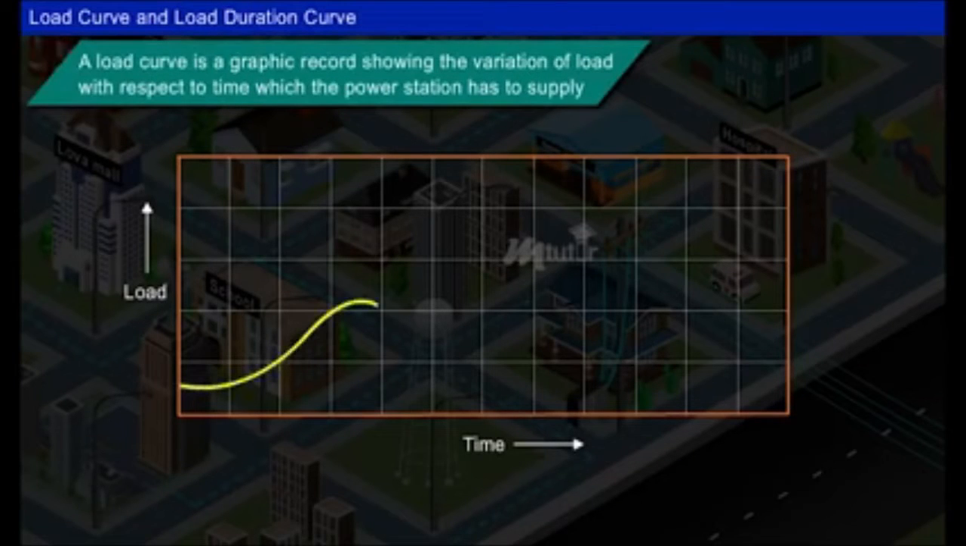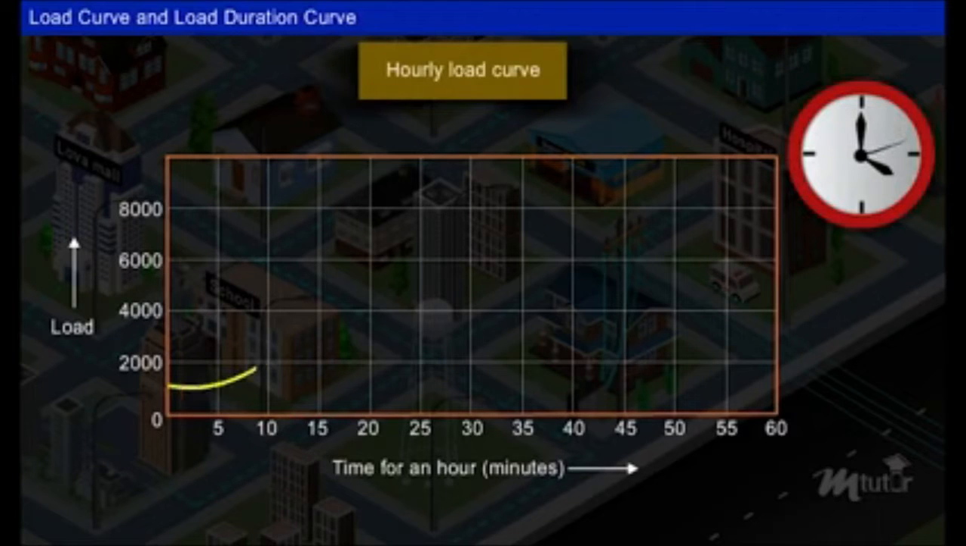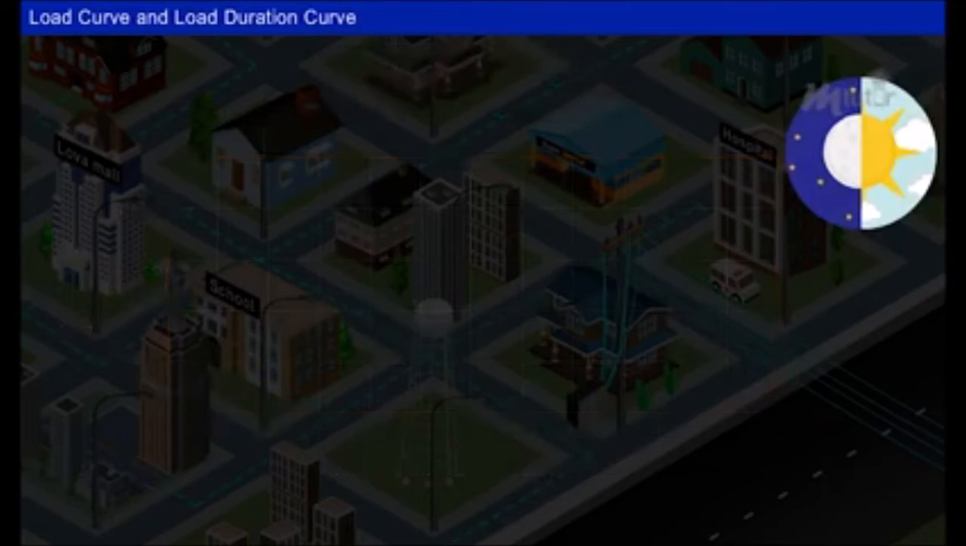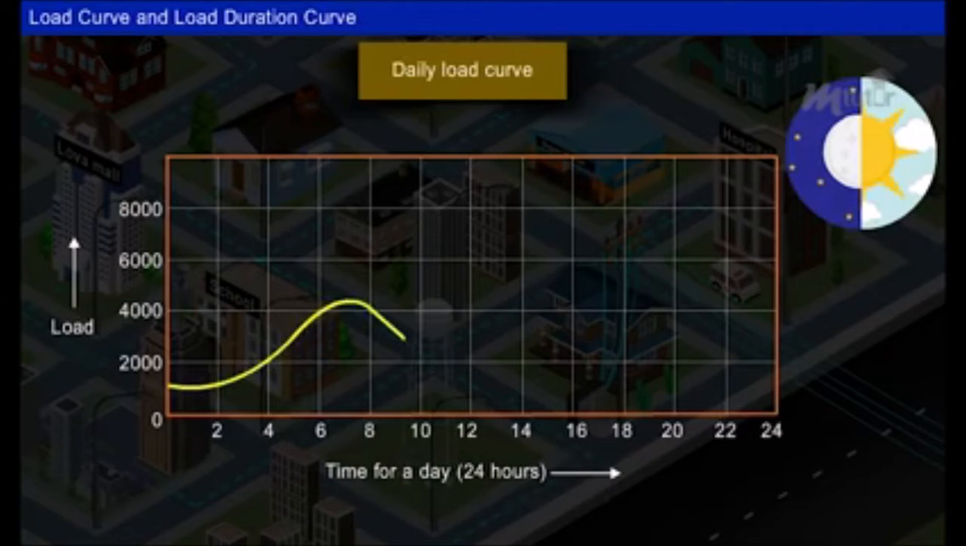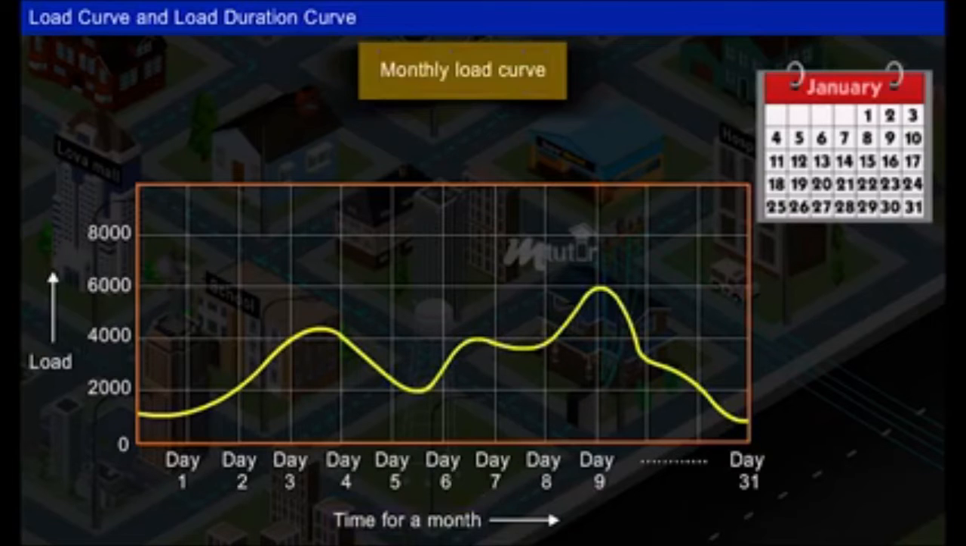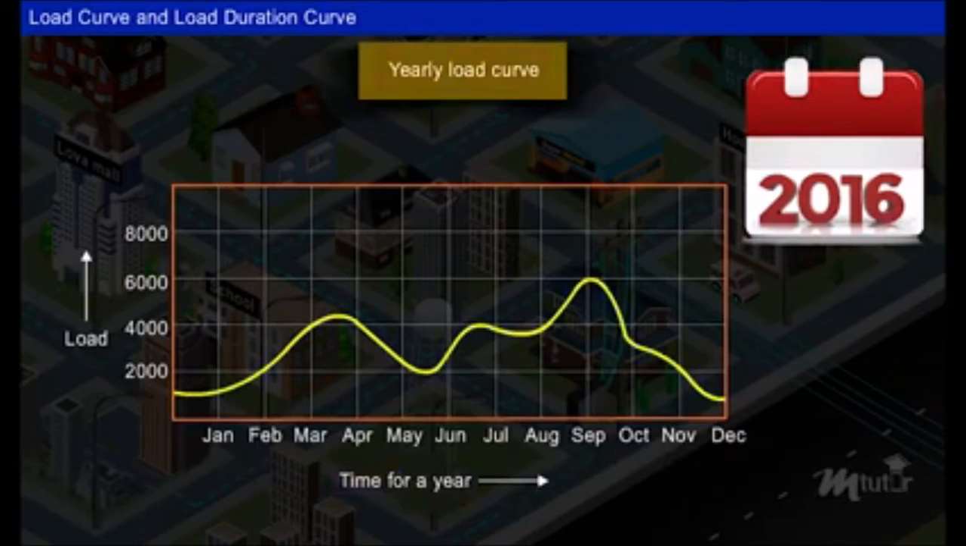A load curve is a graphic record showing the variation of the load with respect to time which the power station has to supply. Such a curve depicting the load consumed for an hour is called an hourly load curve. If a curve is plotted recording the load consumed in a duration of 24 hours, then it is called a daily load curve. If the same curve displays the load demands of a month, then it is called a monthly load curve, and if it is for a year, then it is a yearly load curve.